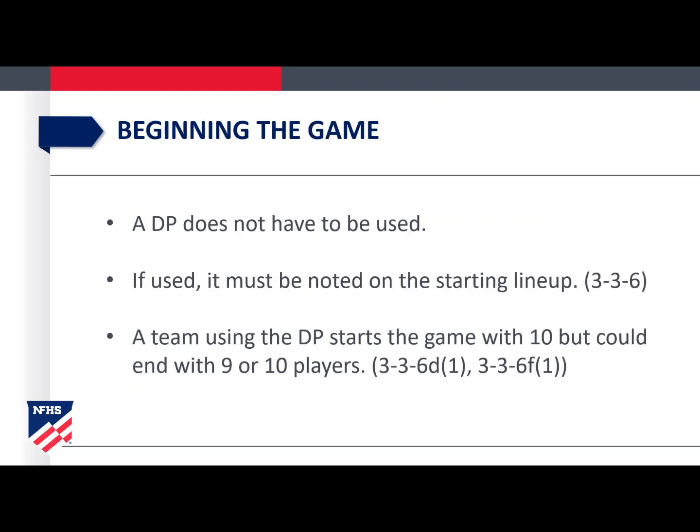When we begin the game, a DP does not have to be used, but if used, it must be noted on the starting lineup, with the DP listed in one of the 9 batting positions, and the flex listed in the 10th spot on the lineup card, along with their defensive position. A team using the DP starts the game with 10, but could end with 9 or 10 players.